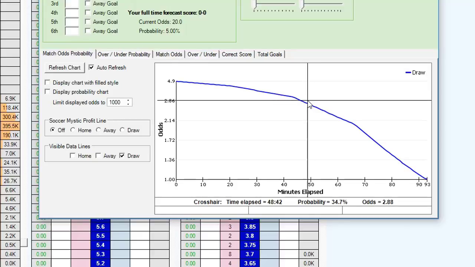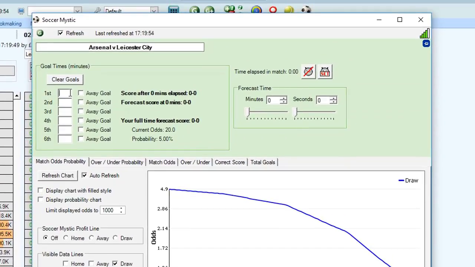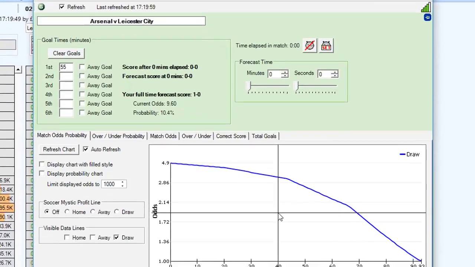So let's stick a goal in. Let's say it's a drab 0-0 first half, and then the first goal comes on 55 minutes. How will that affect the odds? Let's have a look at what's going to happen on the draw.